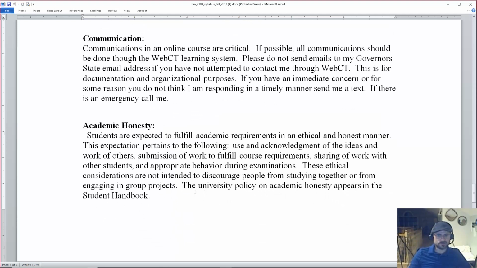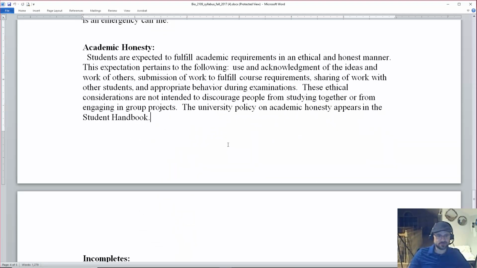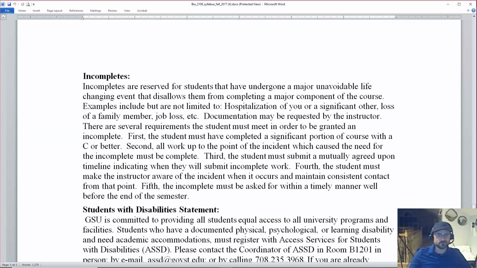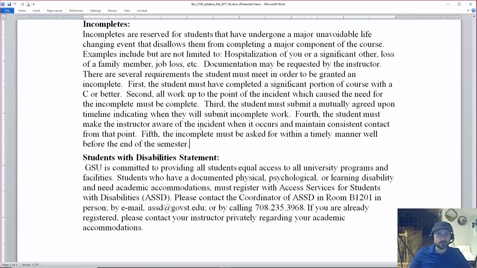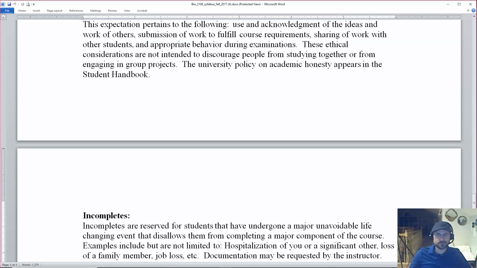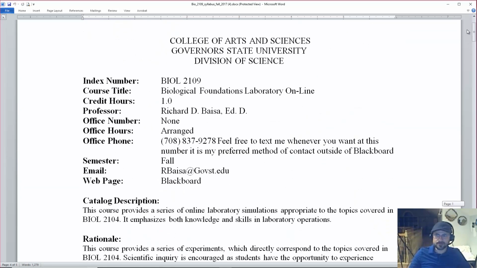Okay. In terms of academic honesty, it's the same policies that we have in the student handbook. In terms of incomplete, this is something that I really stand by, this incomplete policy, because what happens is the end of the semester comes along and all of a sudden you hear from someone that you haven't heard from for 7 or 8 weeks. So there is a very strict incomplete policy. Make sure you read the incomplete policy. It's pretty straightforward, and that's about it. This is our standard student disability statement, and I think that's about it.